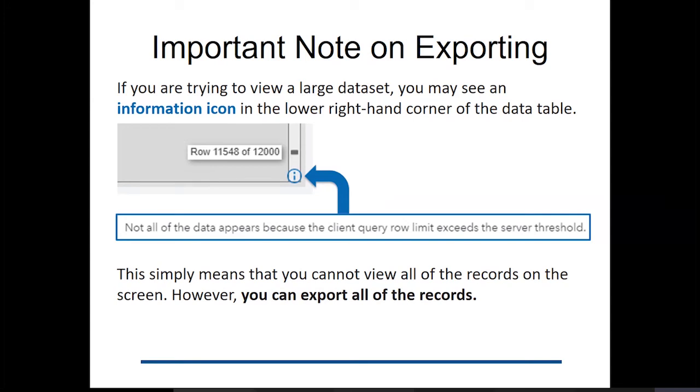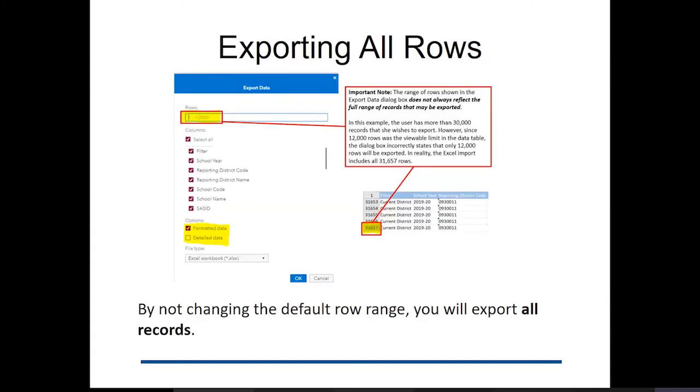We wanted to point out that even though the list table or the data table is only showing a more limited number of rows for those larger districts, you can export all of the records. The next screenshot is the dialog window that appears when you click Export Data. If you can't see it clearly on your screen right now, what I've highlighted at the top is the row range. The default row range matches the number of rows that were in the list table. I was just looking at a table that had 12,000 rows, so now the dialog window is confirming that I want to export rows 1 through 12,000.